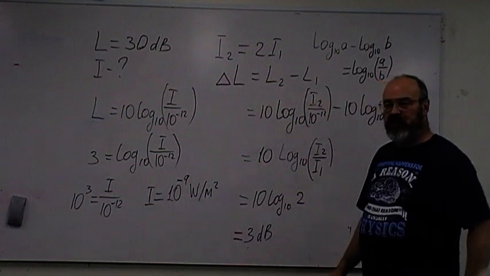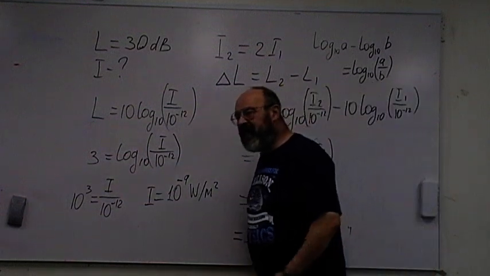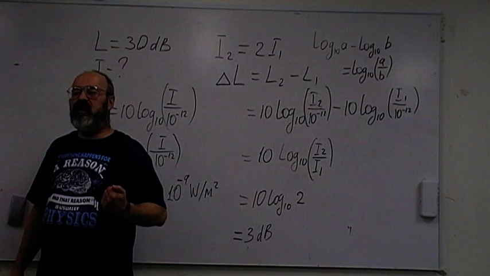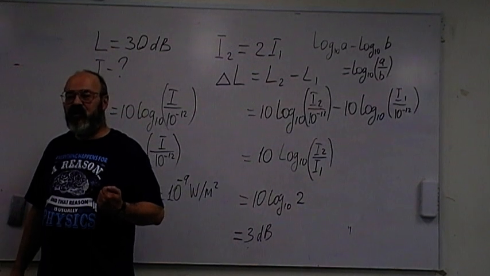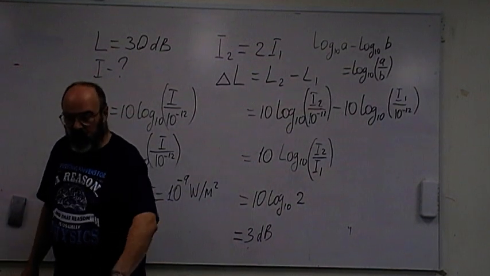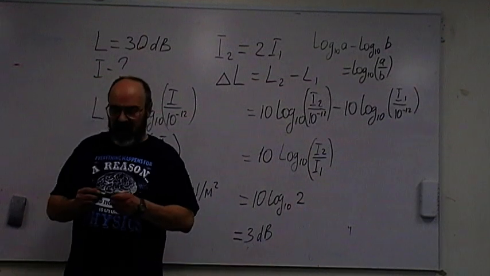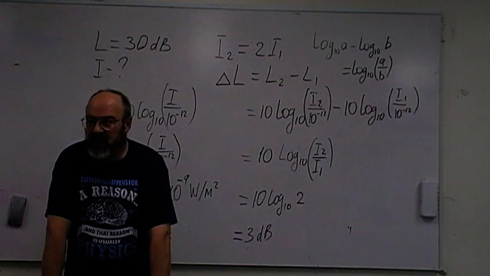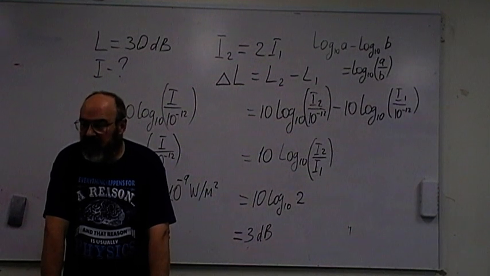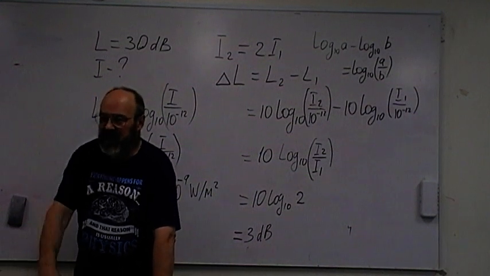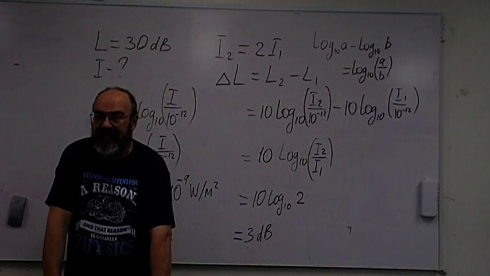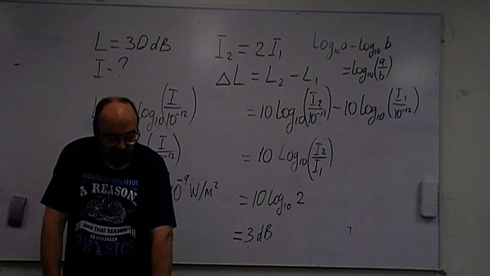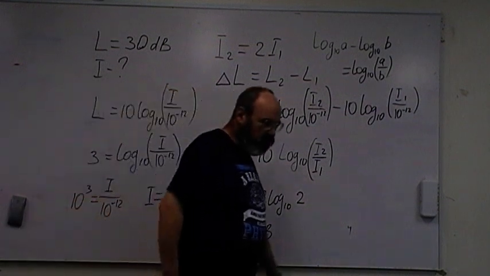So make a note. When intensity increased twice, sound intensity level changed by 3 decibels. You can use it as a shortcut. Make a note that when the intensity of the sound increases twice, the sound intensity level increases by 3 decibels. Okay, that's all theory for today.